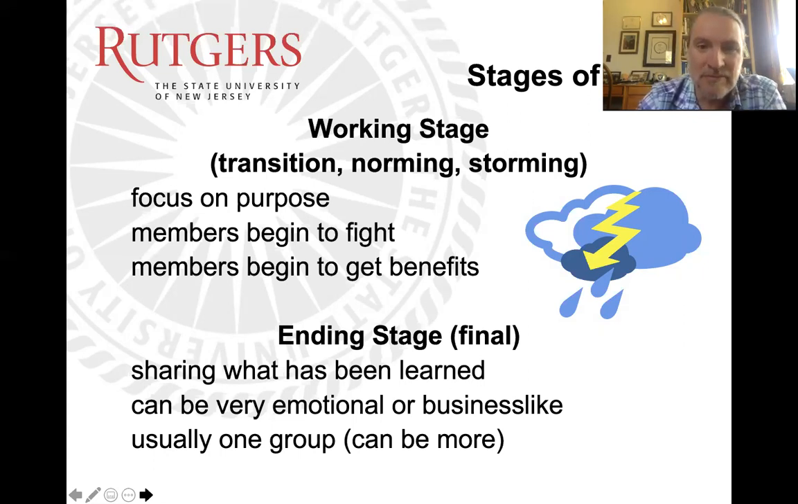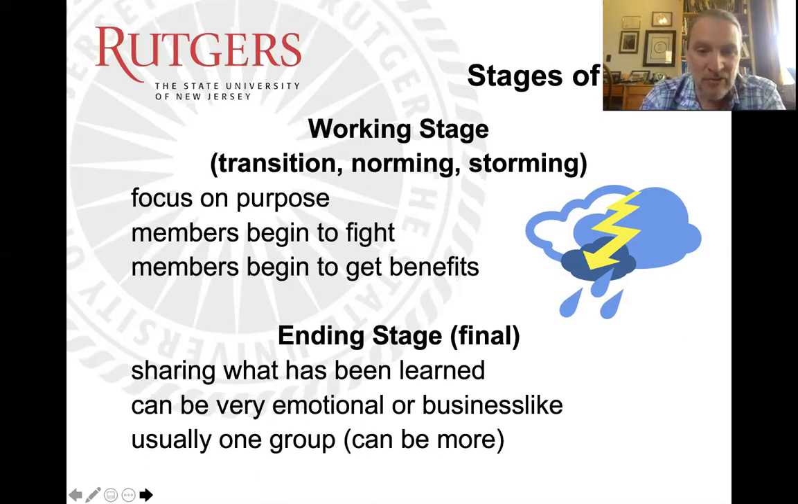When people stop being nice and start being real, this is when they get real. The nice part's over. The other nice part about the working stage is that people will begin to get benefits. They'll actually start making progress forward. The introductory stage is so hard because they haven't gotten any benefits yet, and the group may feel like it's more aggravation to the members than it's worth. Here they start to get some benefit out of the group, and there's some group cohesion as well.